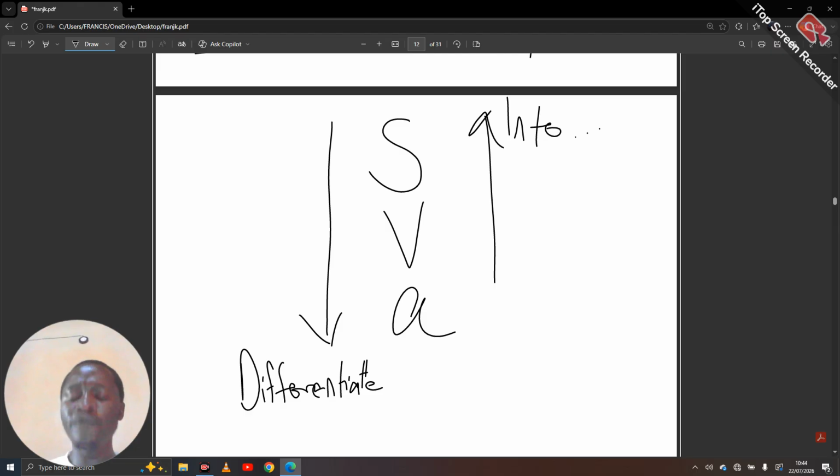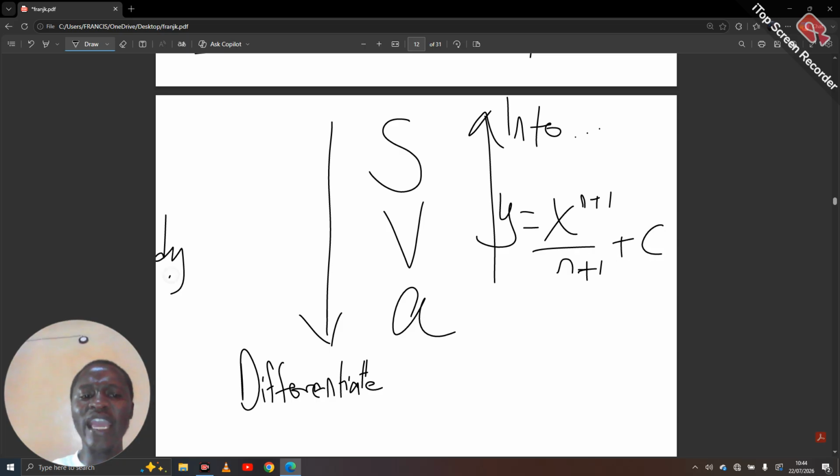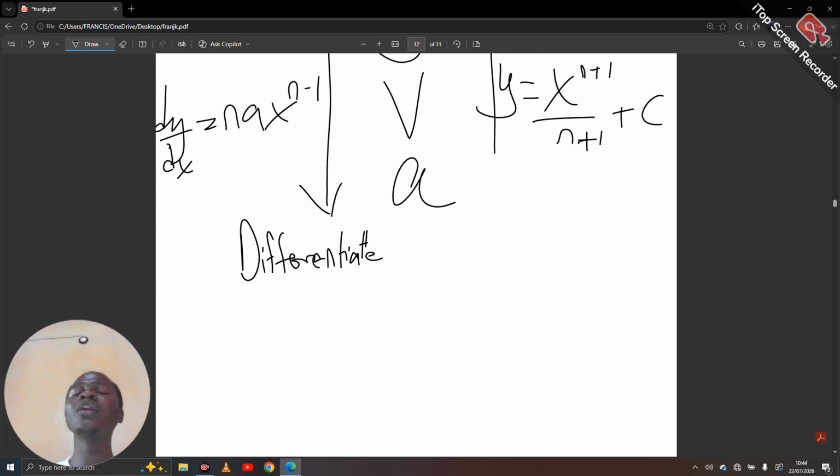Remember, the formula for integrating: y equals x^n plus 1 all over n plus 1, plus c. When you're differentiating: dy over dx equals n a x^(n minus 1). Now, after doing this, you are writing this at the corner of your booklet maybe. After writing this, you come back to the question. Find the displacement of the particle in the first second.